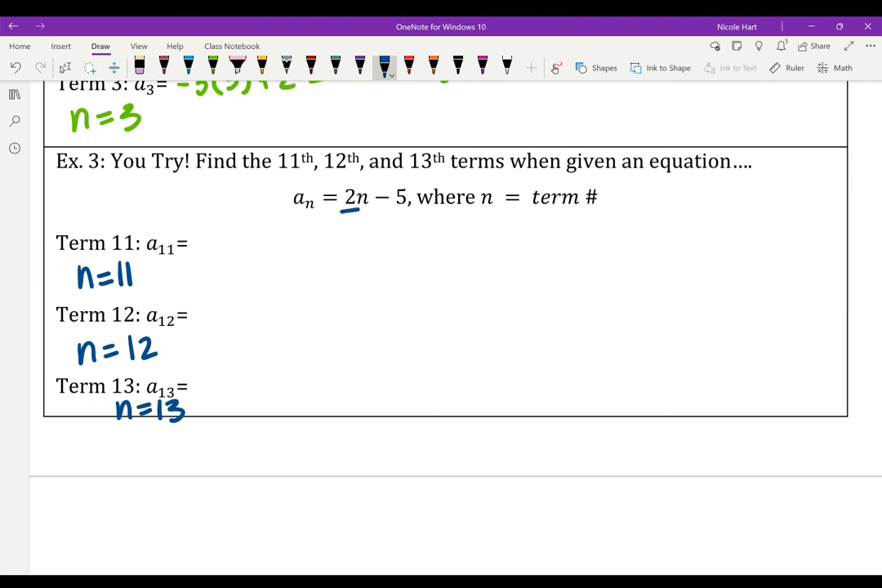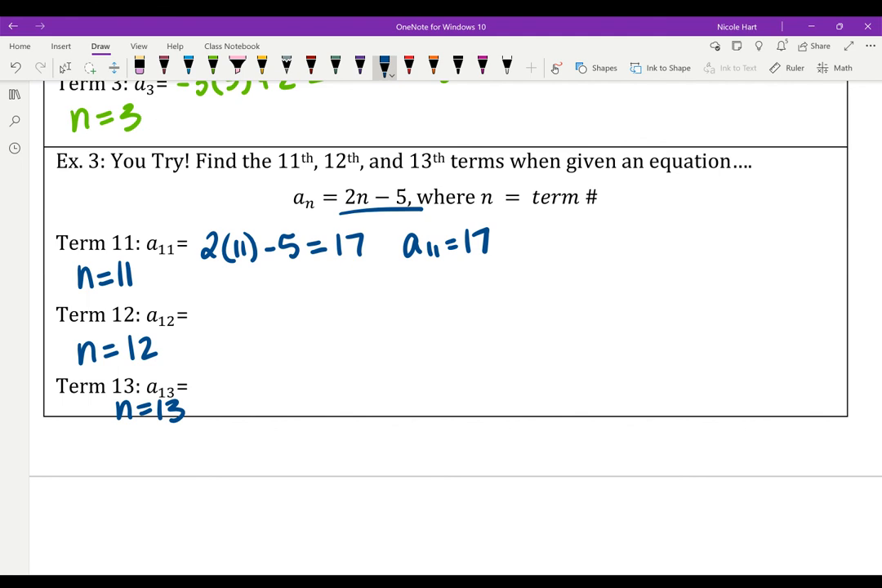We have a new equation. It says 2n minus 5. And so when we plug our numbers in, 2 times n, our first n is 11, minus 5. 2 times 11 is 22, minus 5 gives us 17. So a sub 11 is 17.